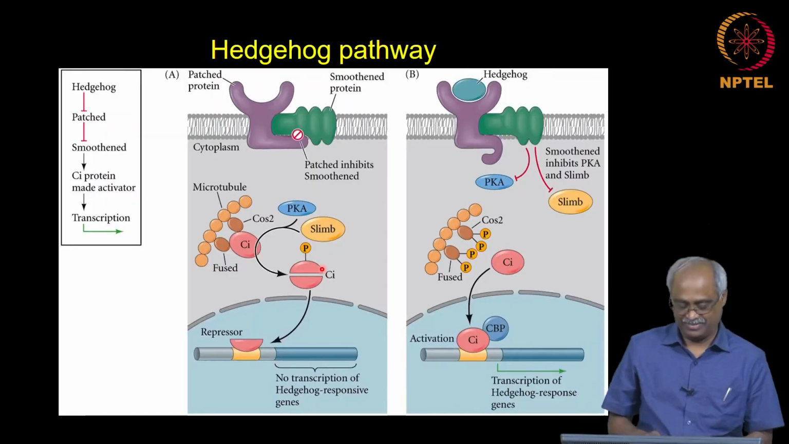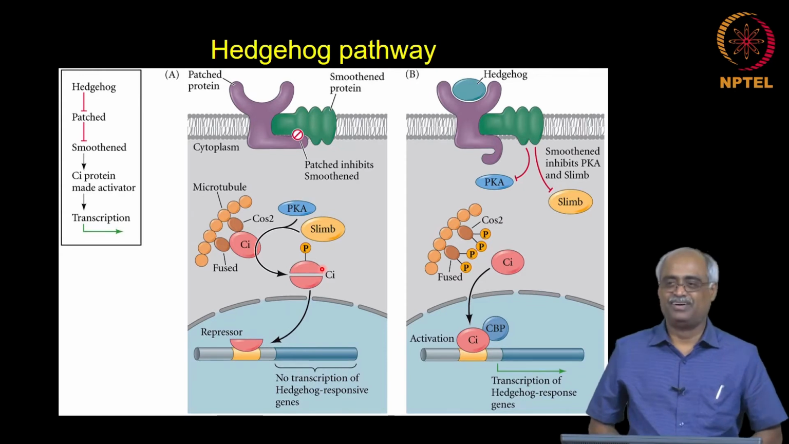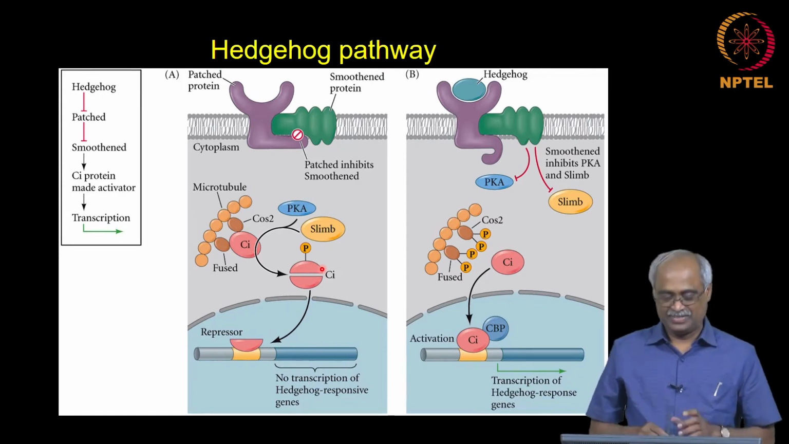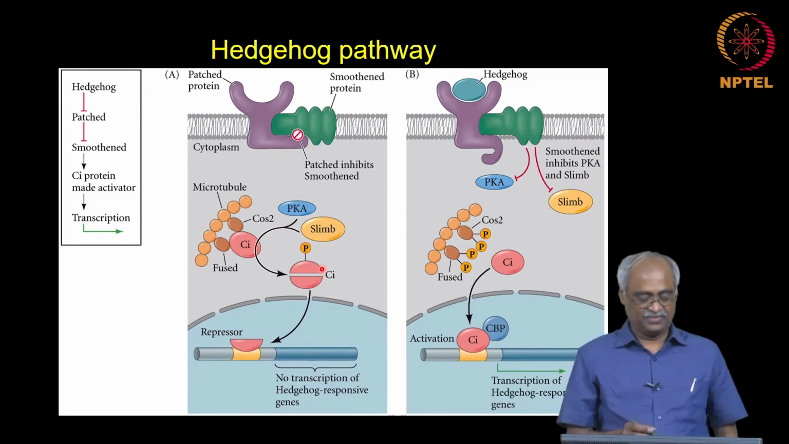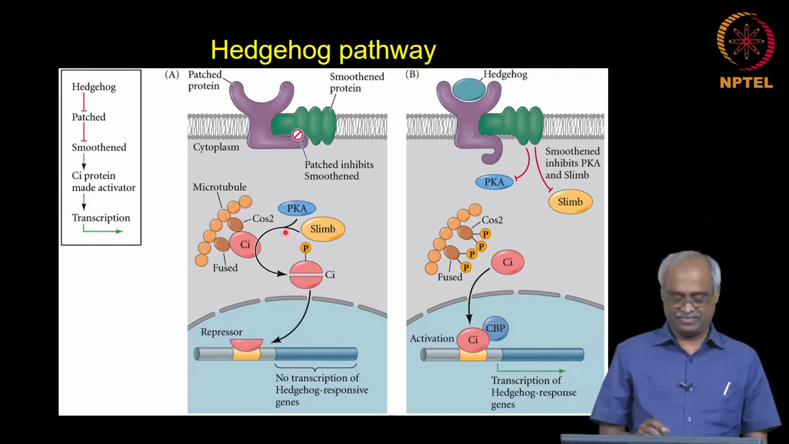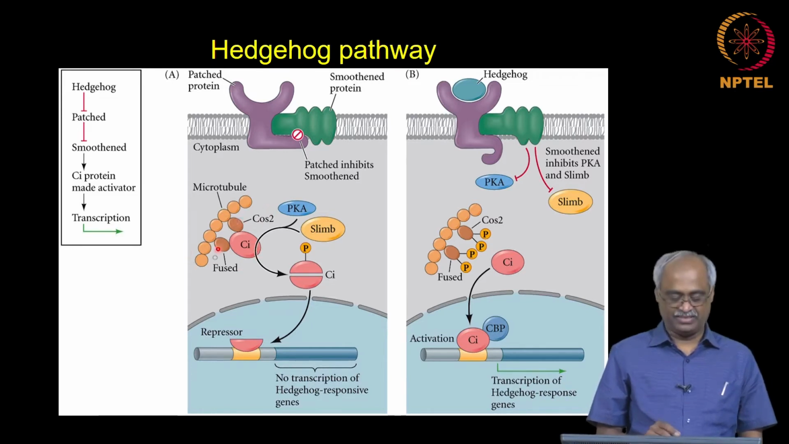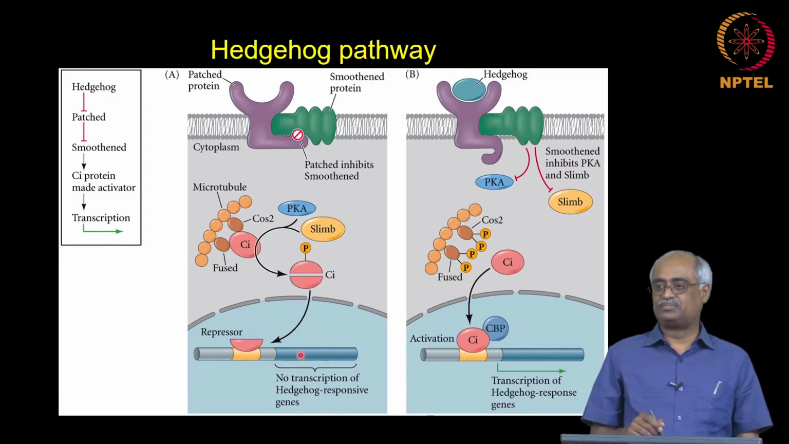This pathway again works like the accelerator pedal in a car; there is negative regulation. So normally you will have this Cubitus interruptus, Ci. This is attached to microtubules via these Cos2 and Fused, and when it is like that, PKA and Slimb cleave this, only when it is attached to the microtubule via these two proteins, and the cleaved part of Ci goes inside and acts as a repressor. This is what normally it does.